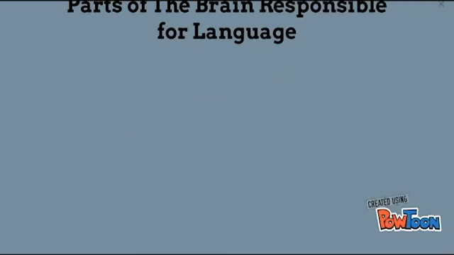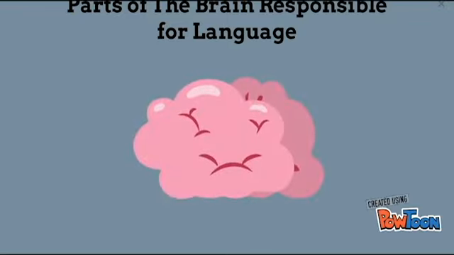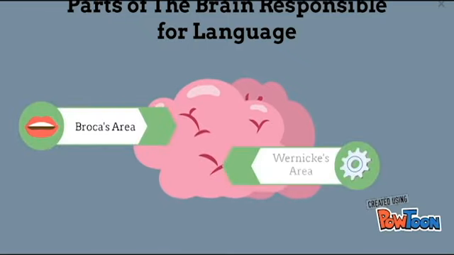Parts of the brain responsible for language. There are two main areas of the brain which are responsible for language. These are generally located in the left hemisphere and are called the Broca's area and the Wernicke's area. The Broca's area is responsible for speech production. Due to its close proximity to the motor cortex, it sends signals to the larynx, tongue, and mouth motor areas to produce sound.